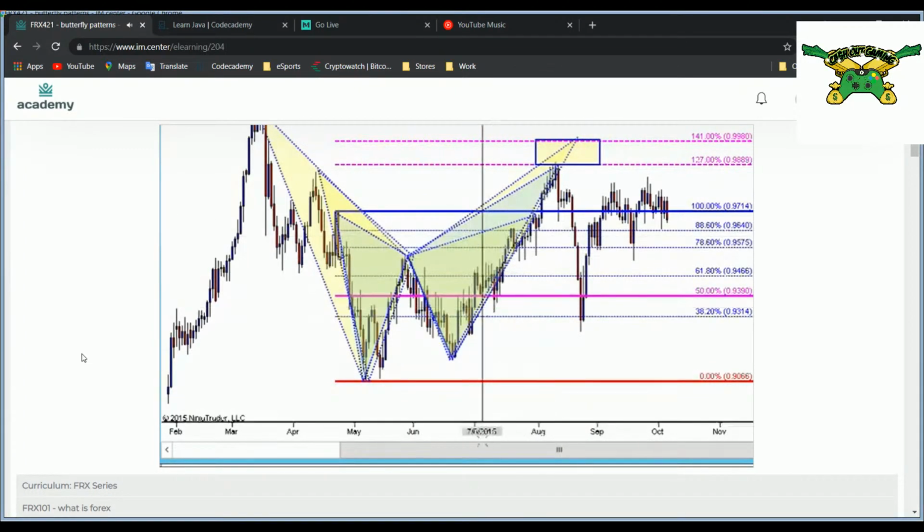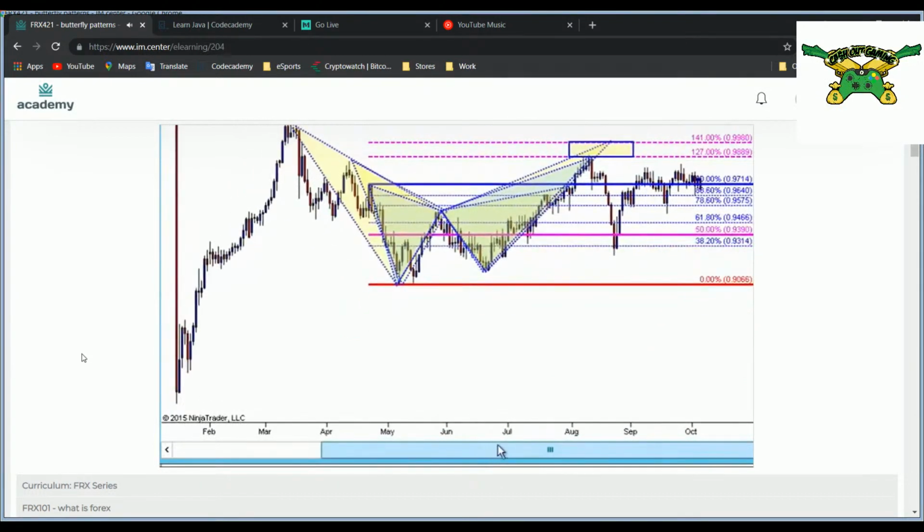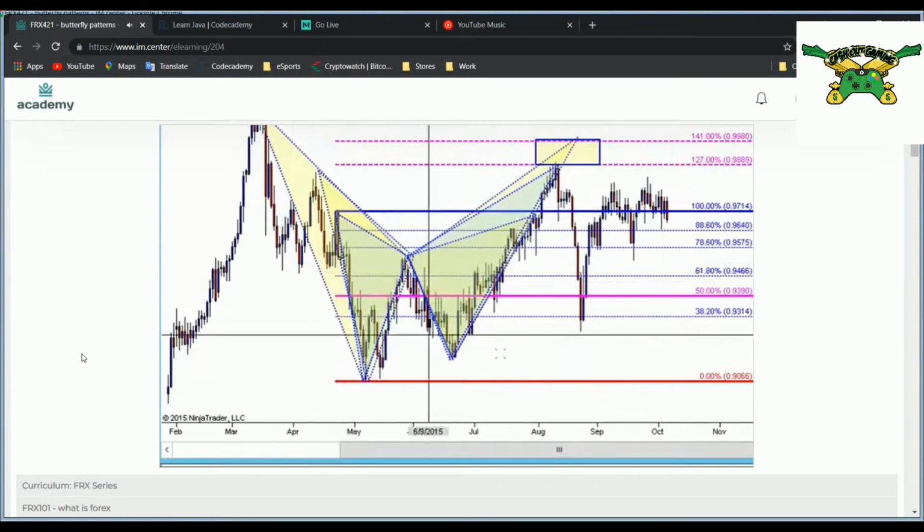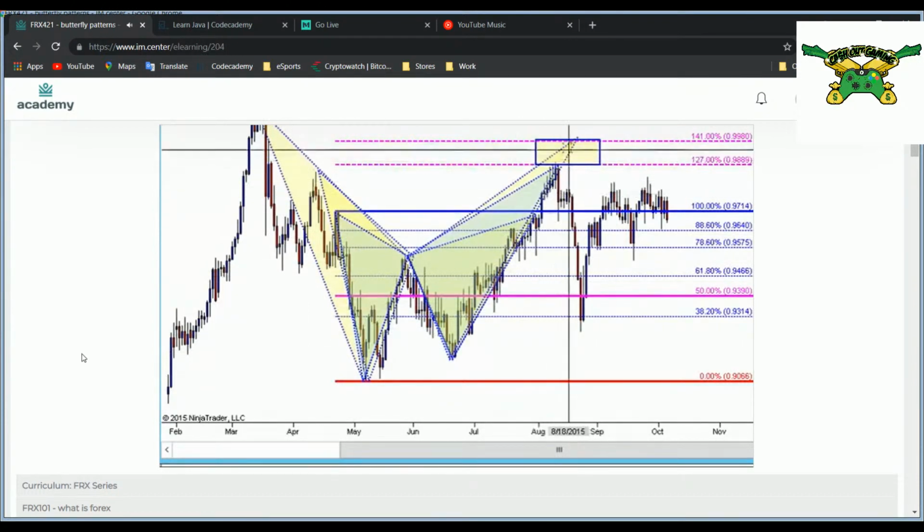So here's an example. We gave an example of the butterfly pattern, and we gave an example of how you can use multiple patterns within one structure and be able to time the markets properly.